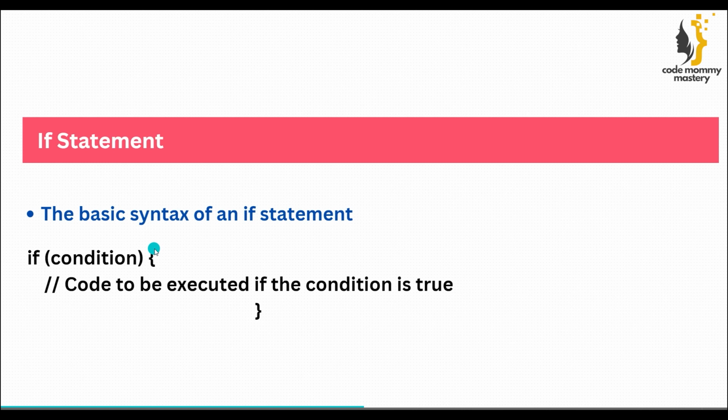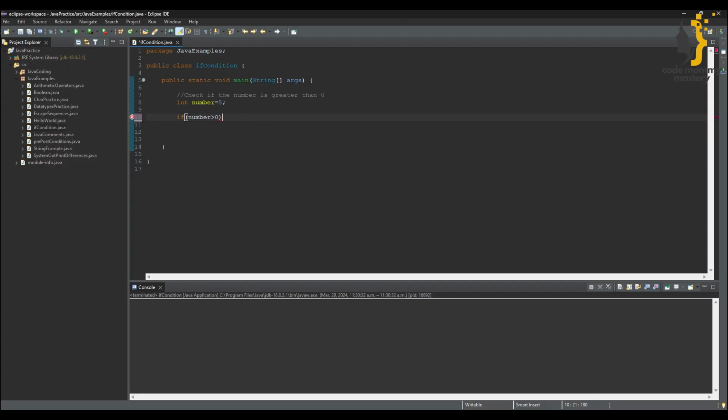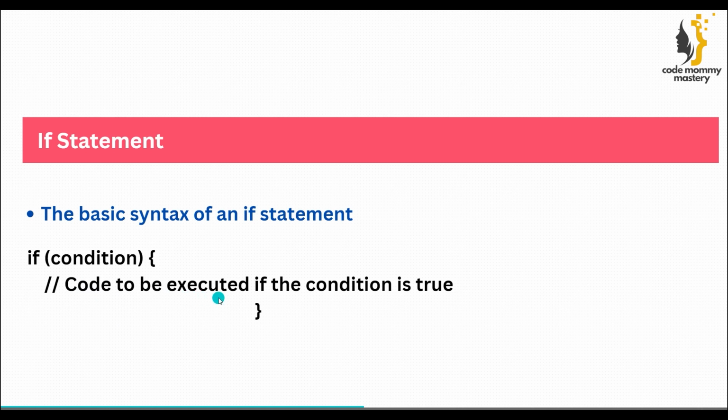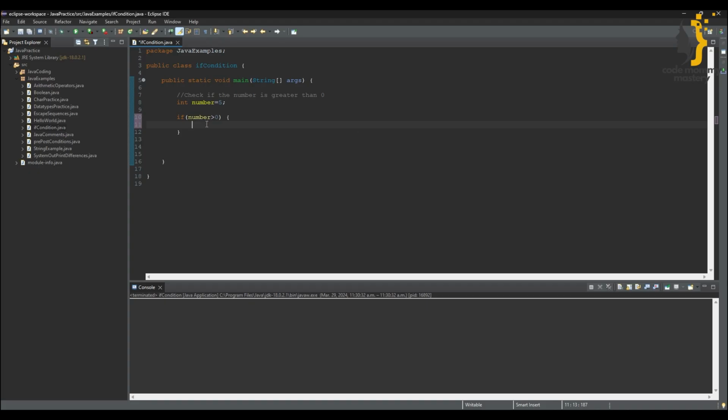Next, we will open a curly brace. When we open a curly brace, as you can see, it gives an error because we need to close the statement with one more curly brace. And when pressing enter, it will create the closing brace and remove the error automatically. Now, we need to write code inside the curly braces. In this case, I will write println and say, the number is greater than 0.